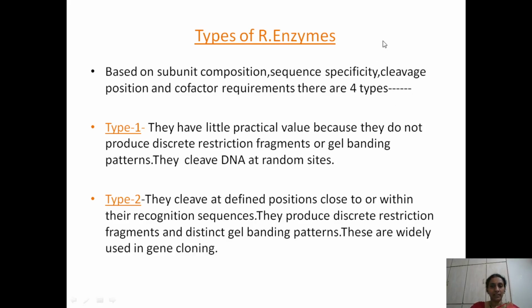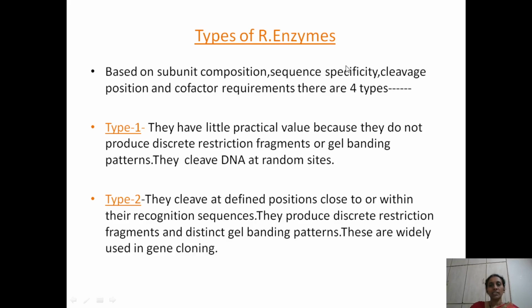Coming to types of restriction enzymes. Based on subunit composition, sequence specificity, cleavage position and cofactor requirements, there are 4 types of restriction enzymes: Type 1, 2, 3 and 4. So what are these? Subunit composition: the enzyme is made up of different subunits. If it is made up of 2 subunits, it is called a dimer. If it's 3, trimer, tetramer, pentamer and so on. So that is based on subunit composition.